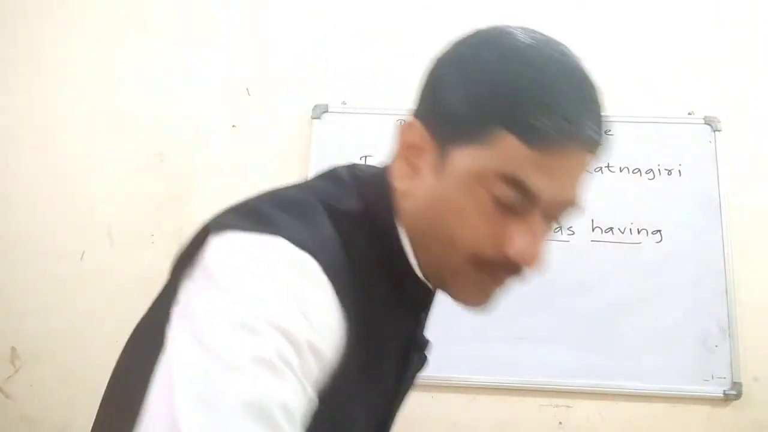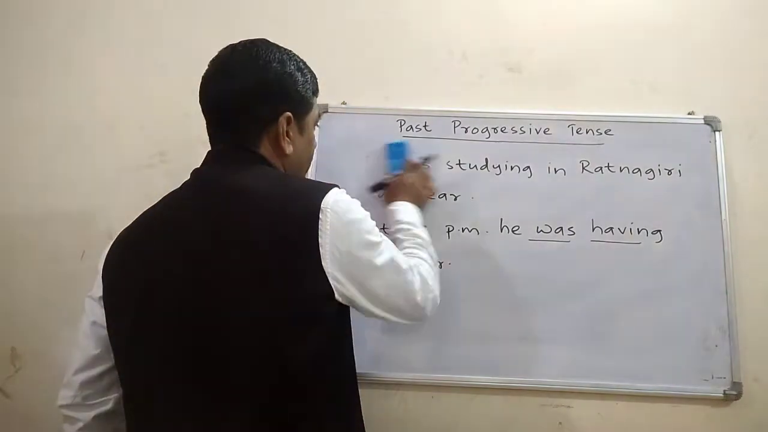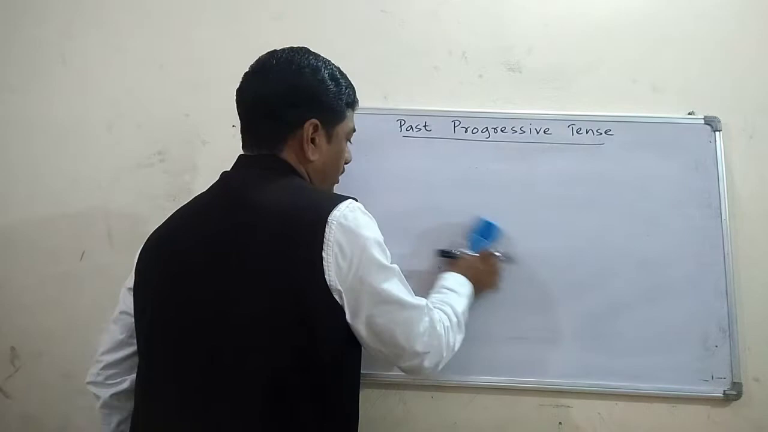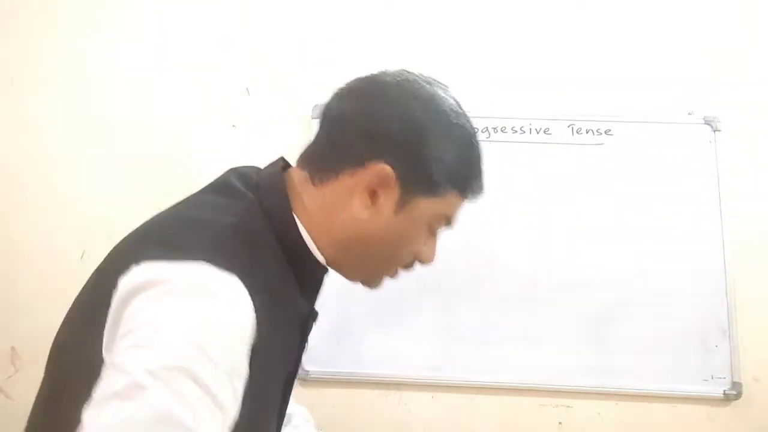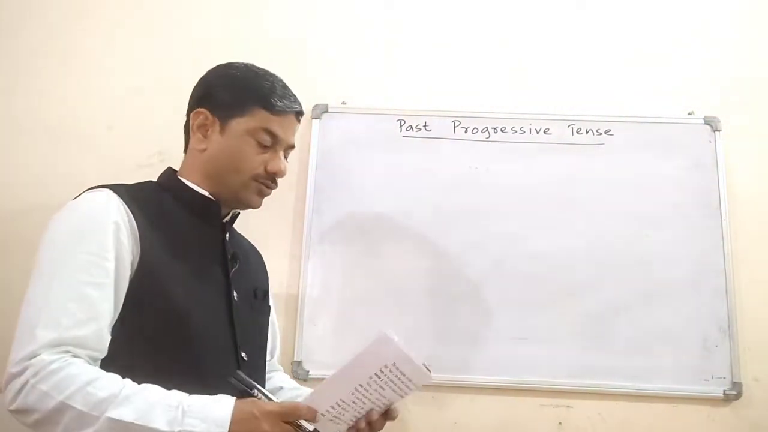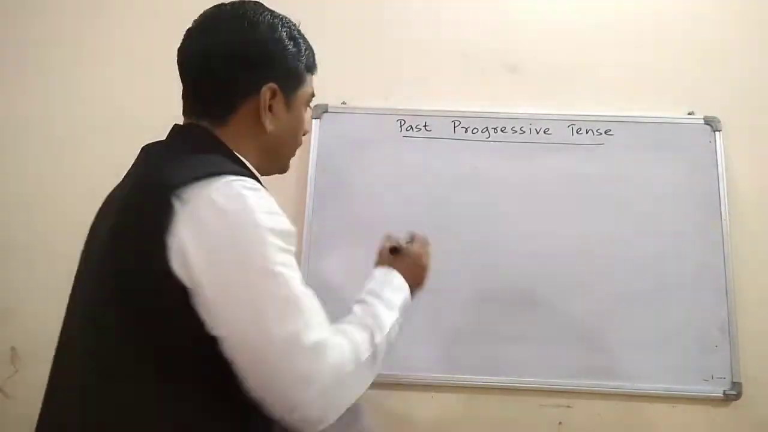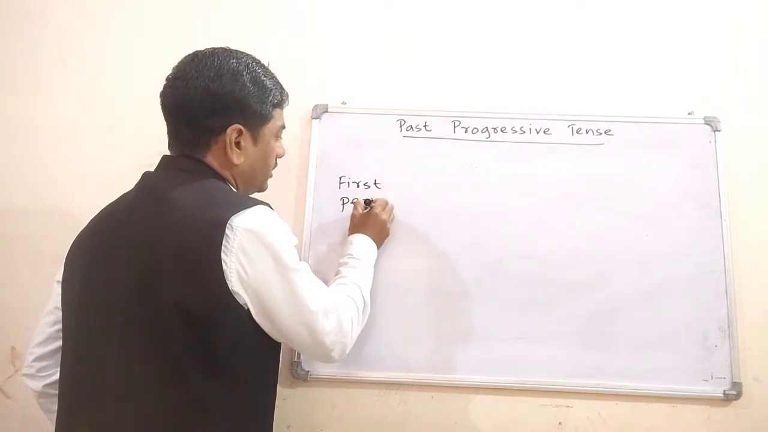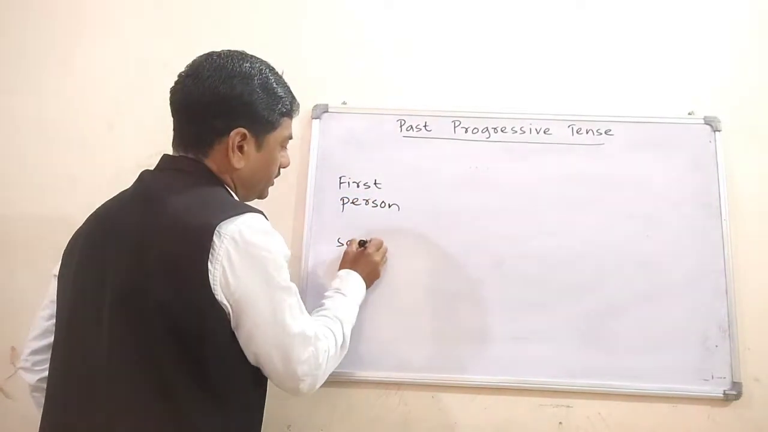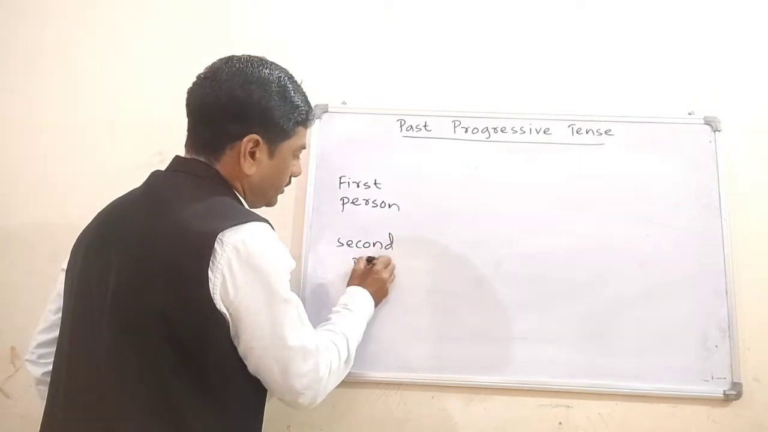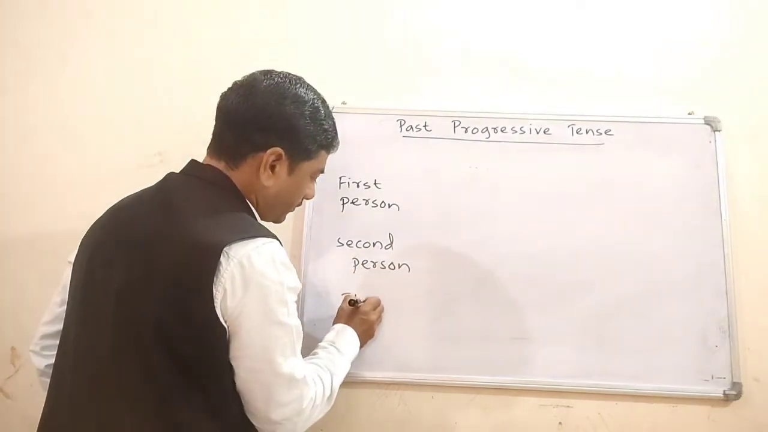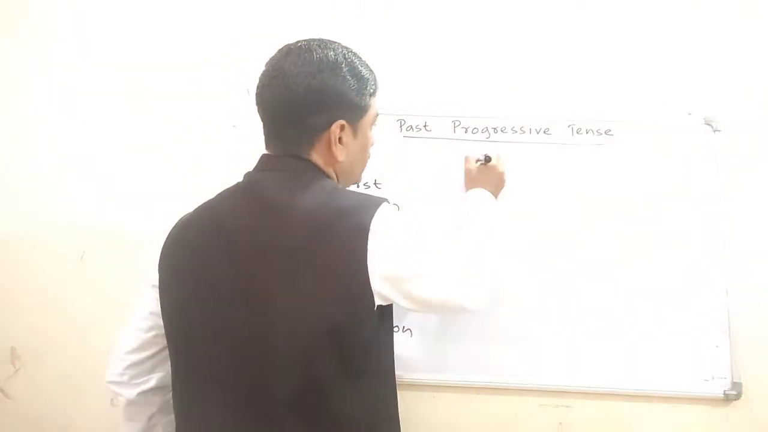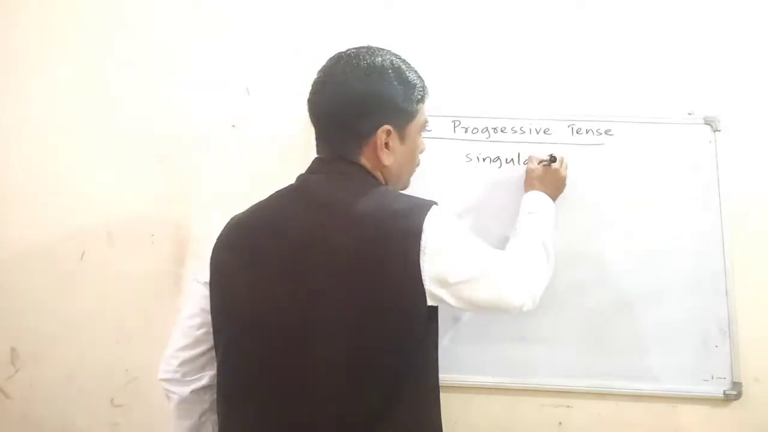I will write here one table so that you will understand when to make use of was and when to make use of were. We will prepare sentences with write. The ing form is writing. First person, then second person, and then third person. I will write here some sentences. Singular and plural.